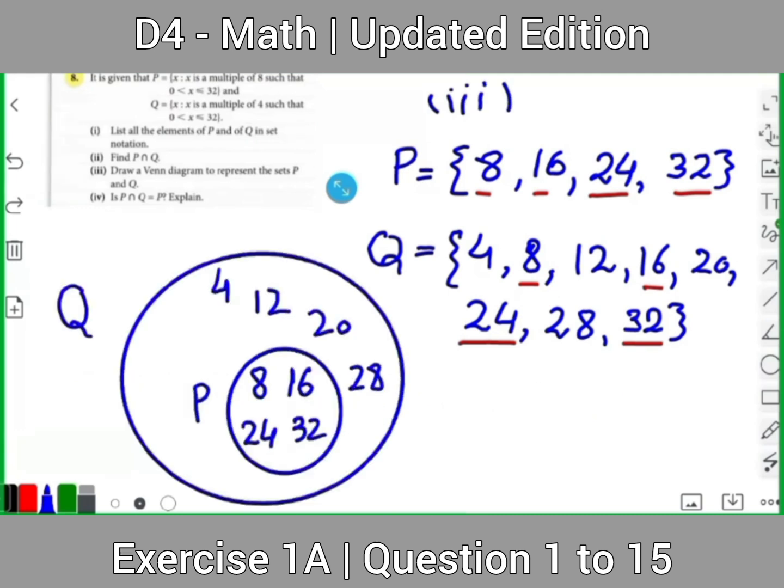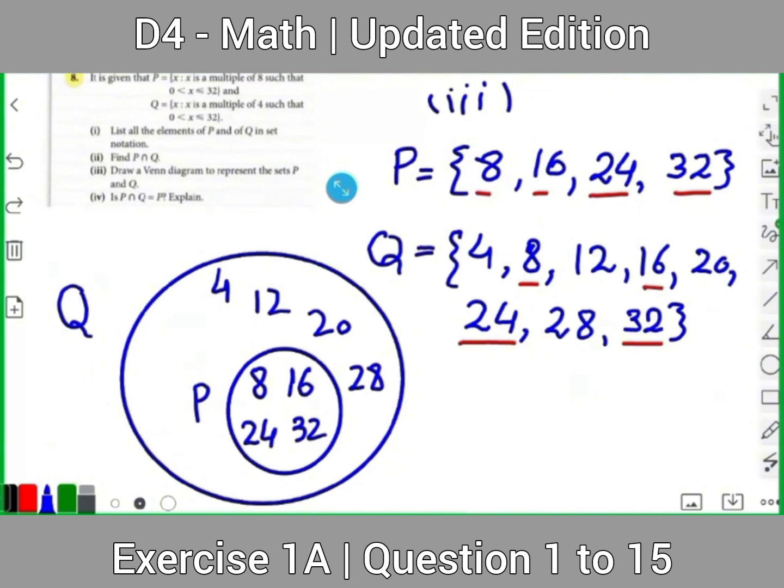We have to draw a Venn diagram to represent the sets P and Q. Now we can see one thing here. The set P is a part of the set Q. It means that all the elements of P are also in set Q. So that's why we can draw a Venn diagram for the sets P and Q in such a way that the Venn diagram of set P lies inside the Venn diagram of the set Q.